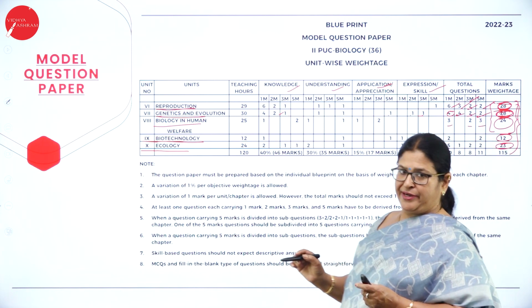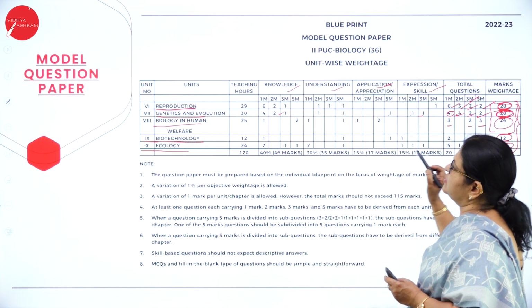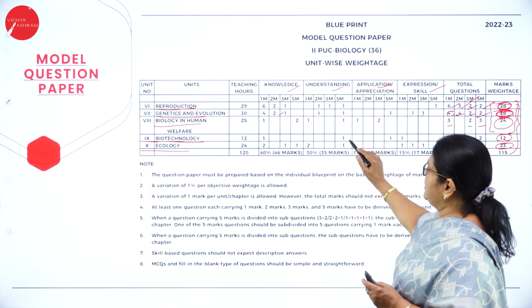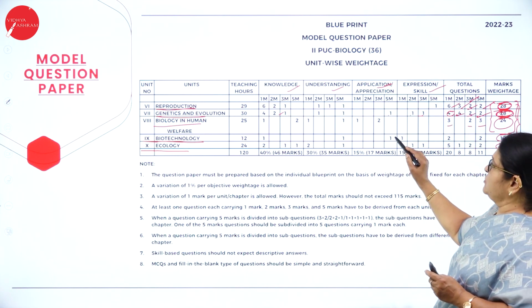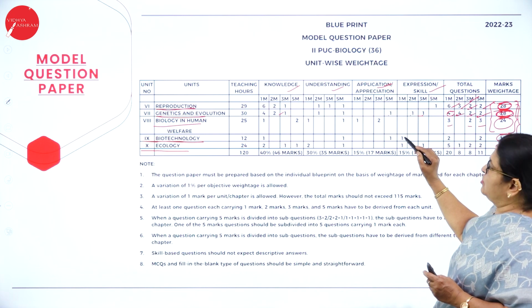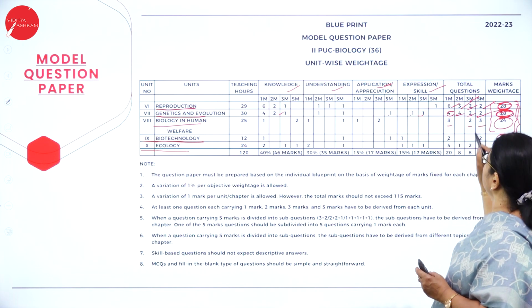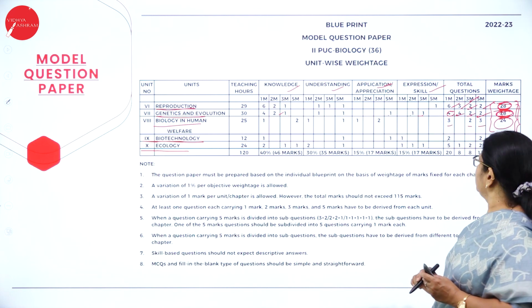Moving on to Biotechnology, that is chapter 9, which has a weightage of 12 marks. Based on knowledge, you have 1 marker question 1, then understanding 5 marker question 1, application 5 marker question 1, and skill 1 marker question 1. Total, you'll have 1 marker question 2 questions, then you'll have 5 marker question 2 questions, right?